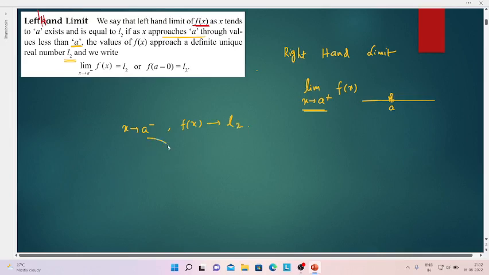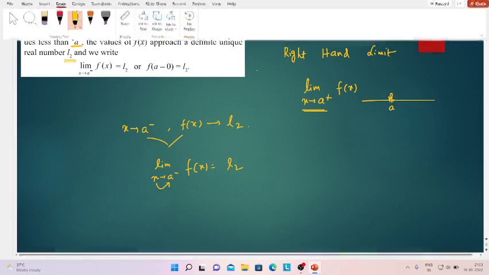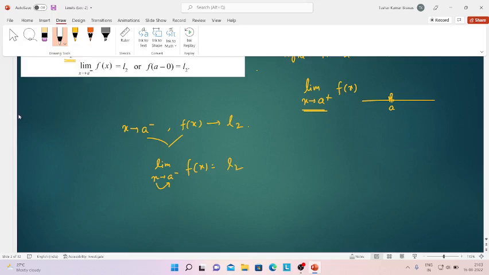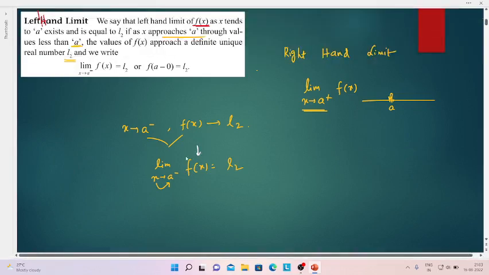Then this is called the left hand limit of f(x) at x equals a, and it is written as limit x tends to a minus f(x) equals L2. I mean, as x approaches a minus, the given function f(x) approaches the value L2. So this is the definition of left hand limit, and you can understand what it is.